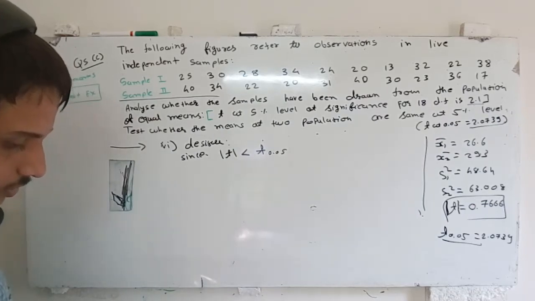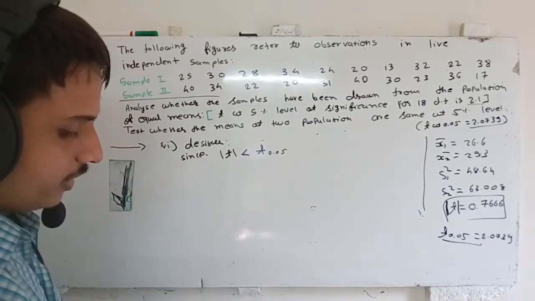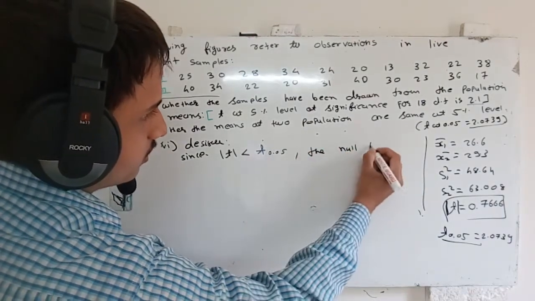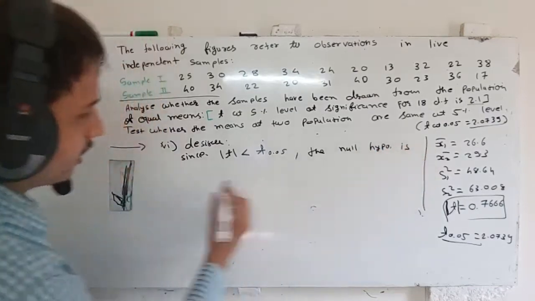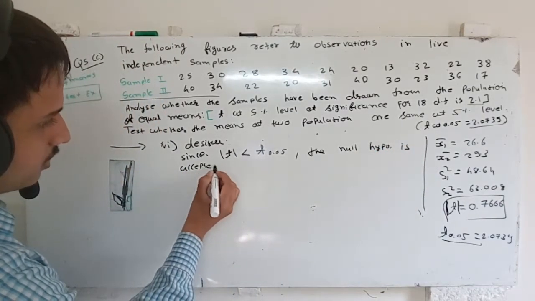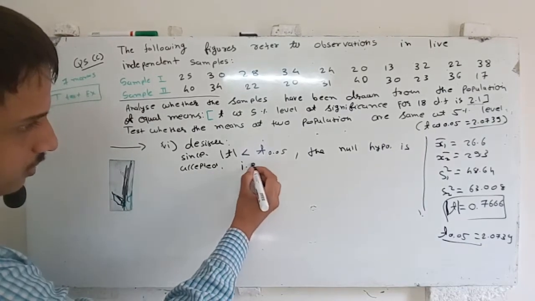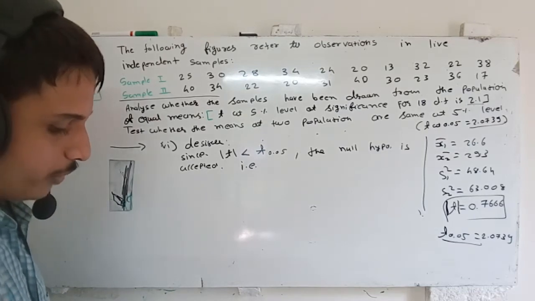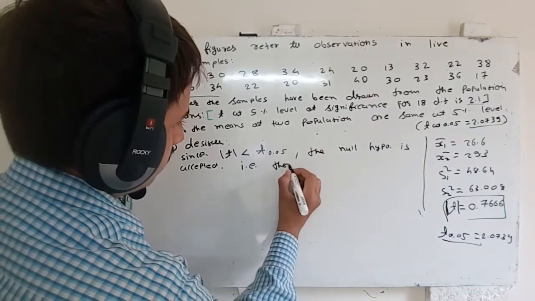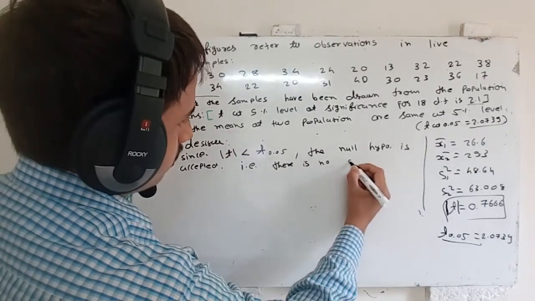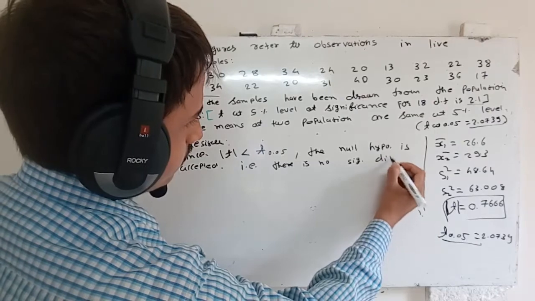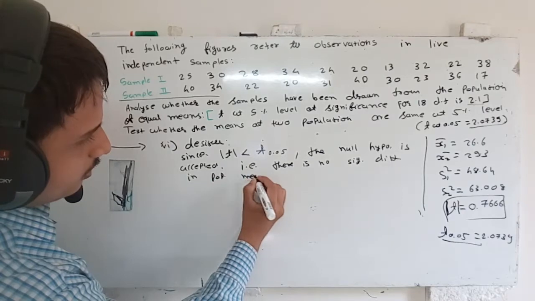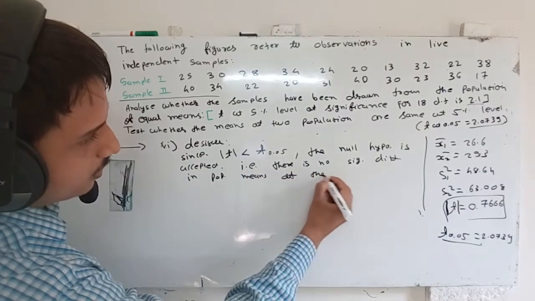So since mod t is less than t 0.05, we will assume that the null hypothesis is accepted. So we have to write, since this, the null hypothesis is accepted, and therefore there is no significant difference in the population means of the samples.